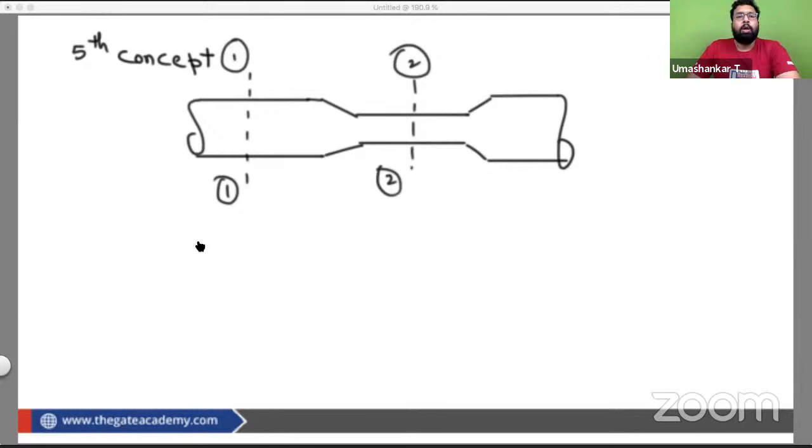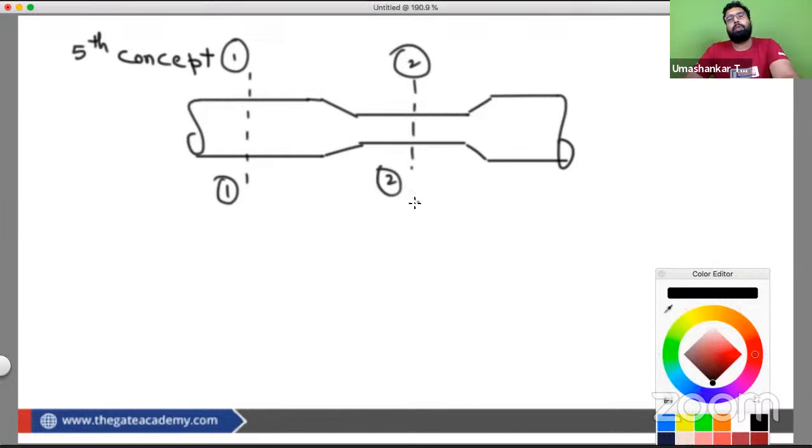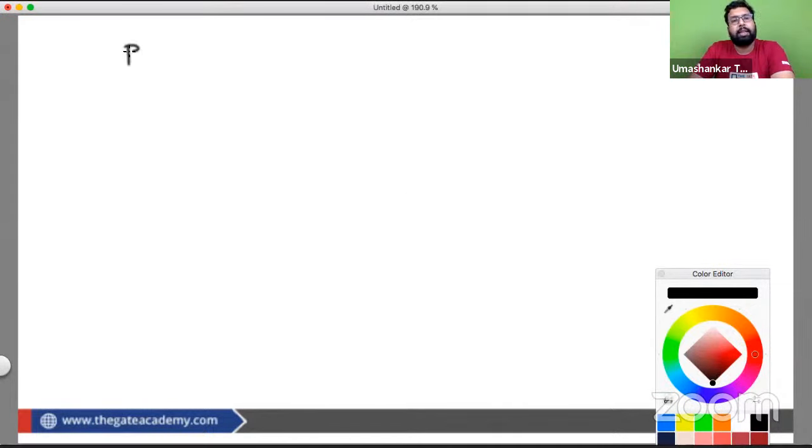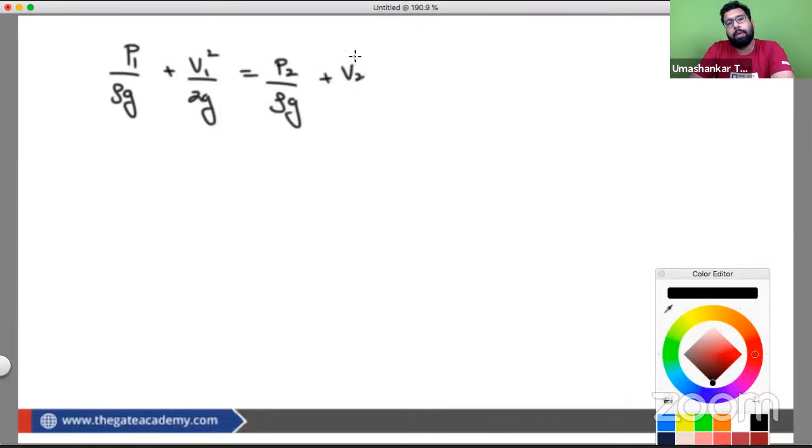So let's suppose we have to apply the Bernoulli equation between these 2 points. What we can say is P1 by rho g plus V1 squared by 2g is equal to P2 by rho g plus V2 squared by 2g.